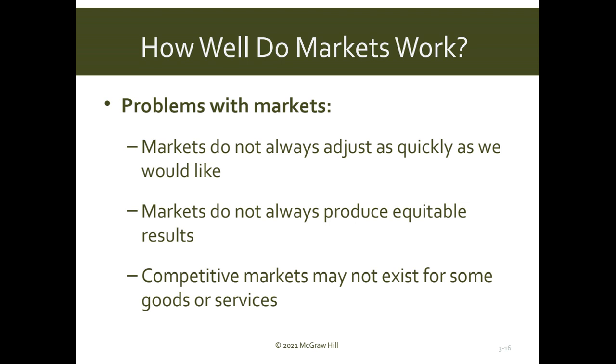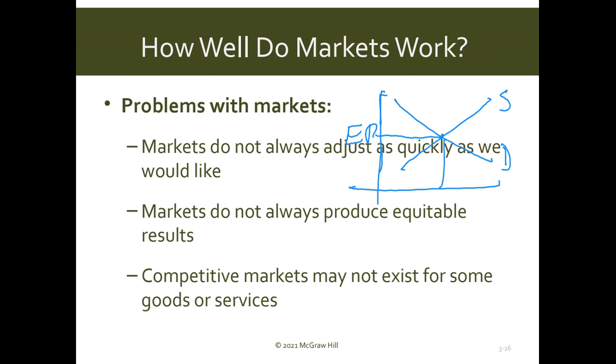Let me draw a diagram here, and then I will erase it. So if I draw this demand curve, this supply curve, okay? Now, this is equilibrium price, equilibrium quantity. Now, suppose demand shifts to the right, like this. This is the new equilibrium price. This is the new equilibrium quantity. But, diagrammatically, it looks easy.